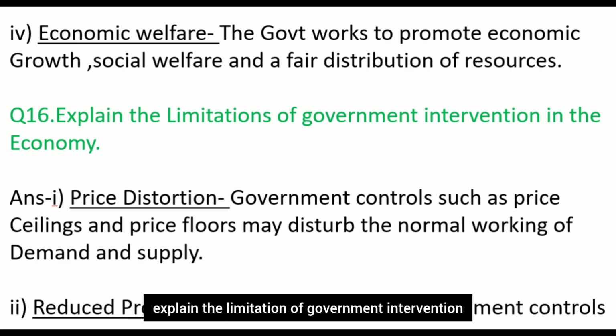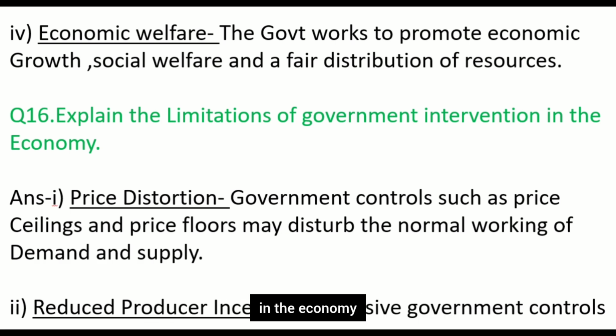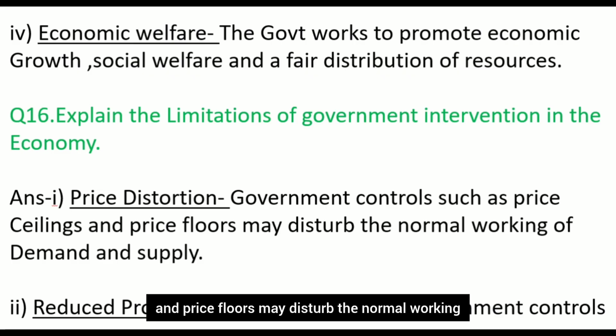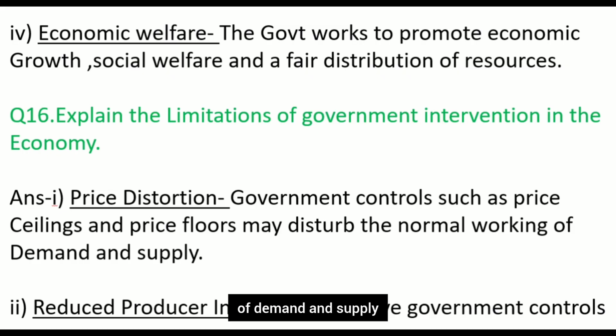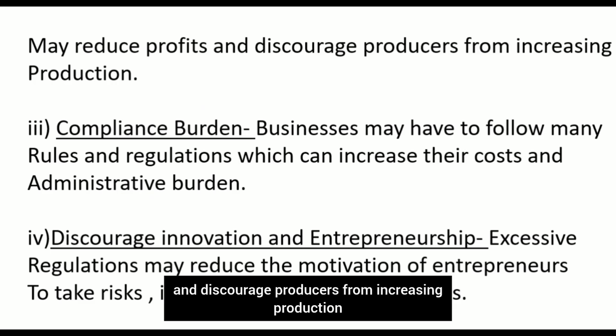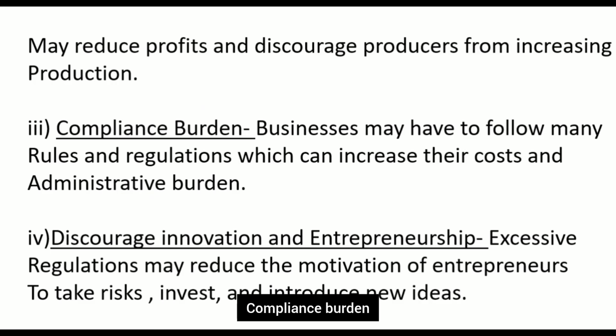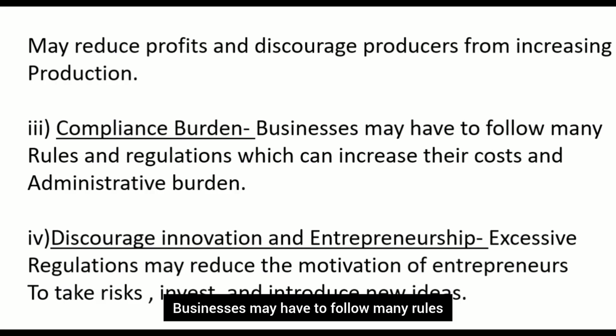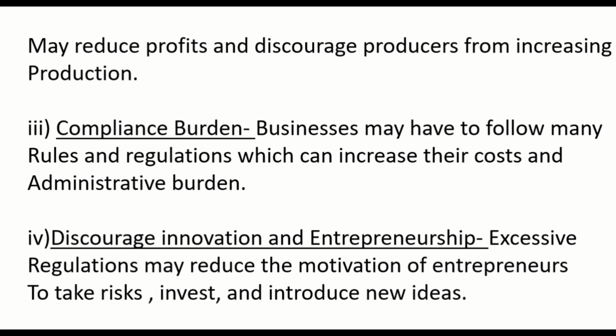And the last question is, explain the limitations of government intervention in the economy. So, price distortion. Government controls such as price ceilings and price floors may disturb the normal working of demand and supply. Reduce producer incentive. Excessive government control may reduce profit and discourage producers from increasing production. Compliance burden. Businesses may have to follow many rules and regulations, which can increase their cost and administrative burden. Discourage innovation and entrepreneurship. Excessive regulation may reduce the motivation of entrepreneurs to take risks, invest, and introduce new ideas.